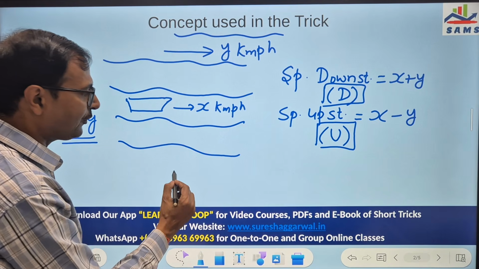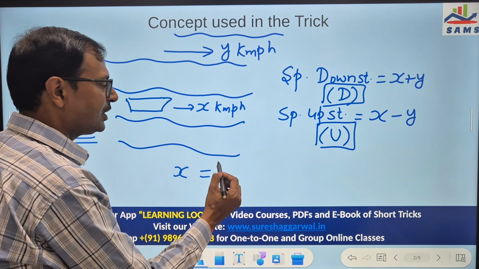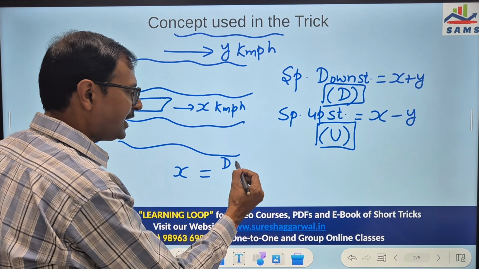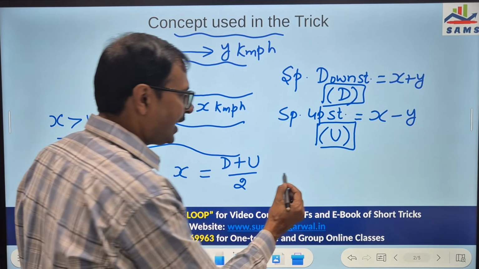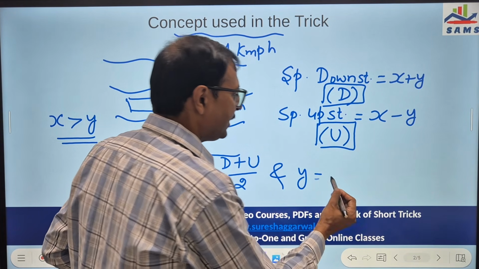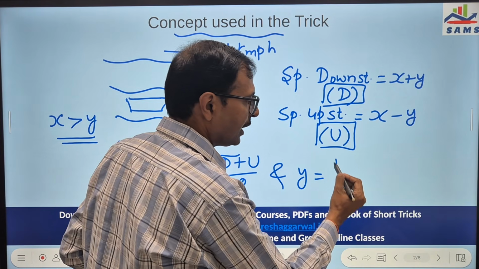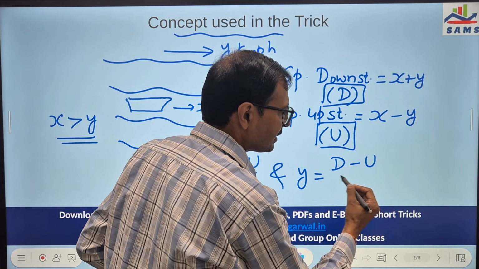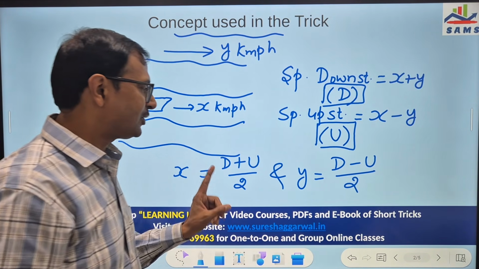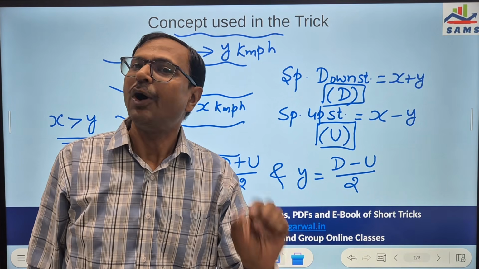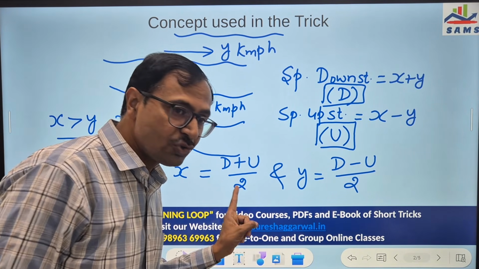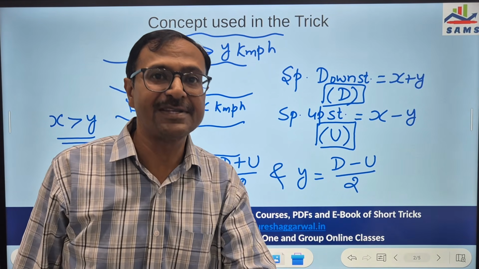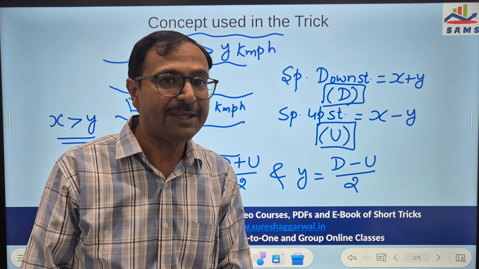So if you want to find x, you will just take downstream speed plus upstream speed and divide it by 2, and whenever you have to find the speed of stream, you will do downstream speed minus upstream speed by 2. Now this is the shortest method of solving this question. So what should be given in the question? The downstream and the upstream speeds of the boat should be given.